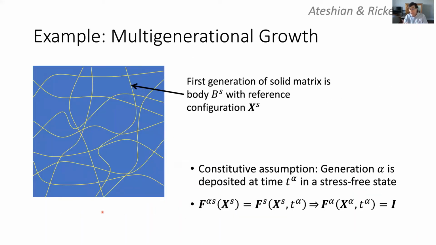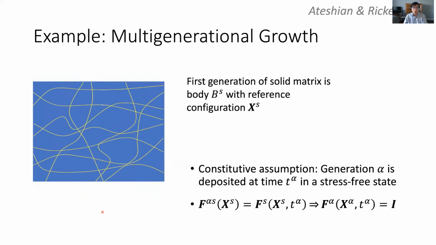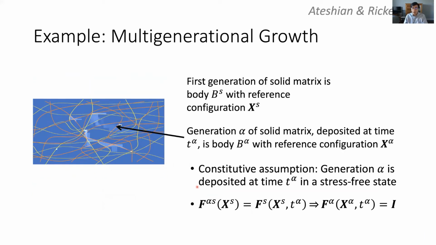So what example can I give you? When the new generation is formed, you could say, for example, the new collagen that's deposited at the current time t is deposited in a stress-free state, even though the yellow collagen is already stressed. So how do you then formulate this mapping? The mapping says F alpha s is actually the deformation gradient of the master configuration at the time that generation alpha is produced. If you do that, that means that the deformation gradient of generation alpha at the current time alpha is the identity tensor. So obviously, it cannot carry.